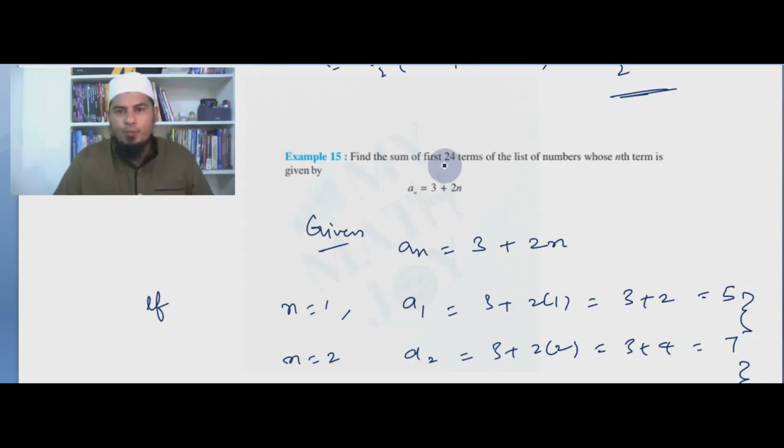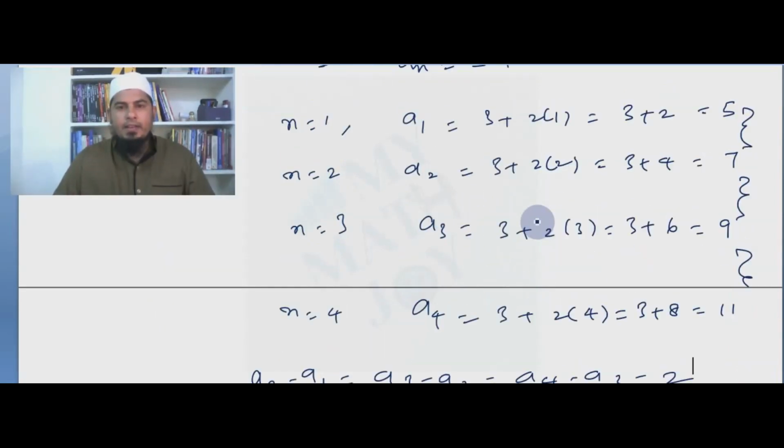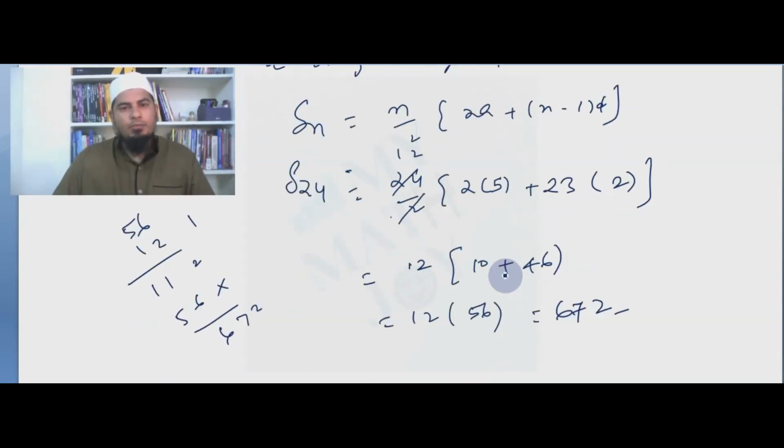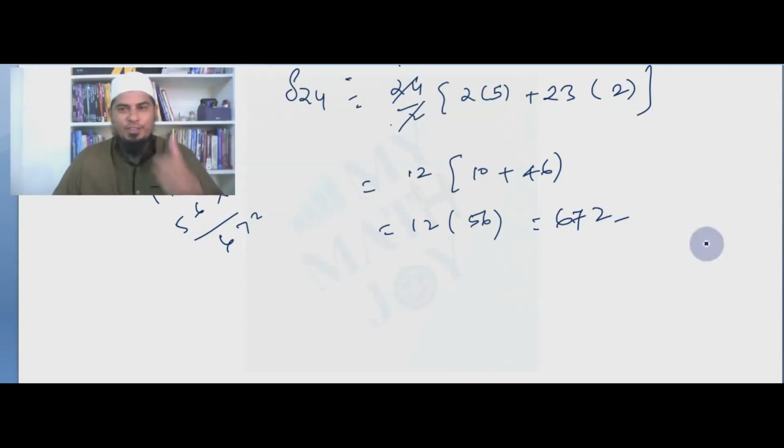The sum of first 24 terms of the list of numbers whose nth term is given by this. So first of all, what we have done, we have made this list of numbers by changing n value 1, 2, 3, 4. Then we proved that this list is AP. Then after proving that this is AP, we can use Sn formula. What is Sn formula? n by 2 into 2a plus n minus 1 into d. Then we substitute the a1 and d and n value. We got the sum of 24 terms. Hope you understood. Next model is waiting for us.